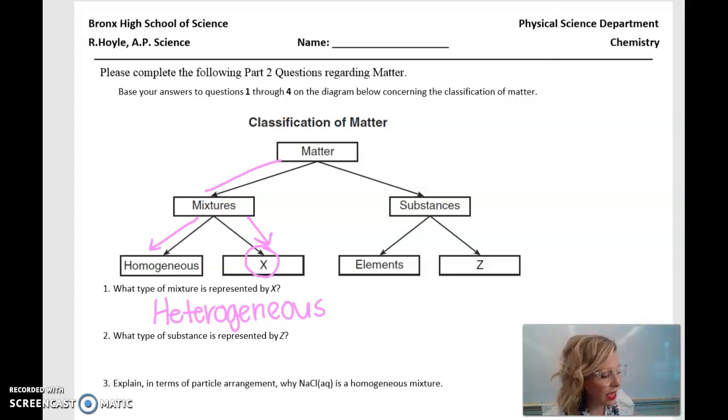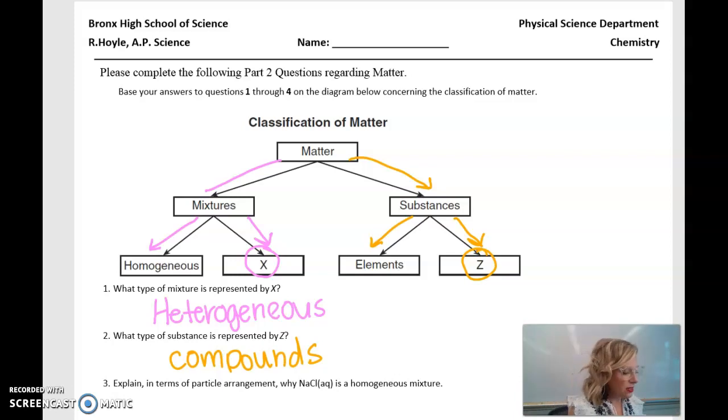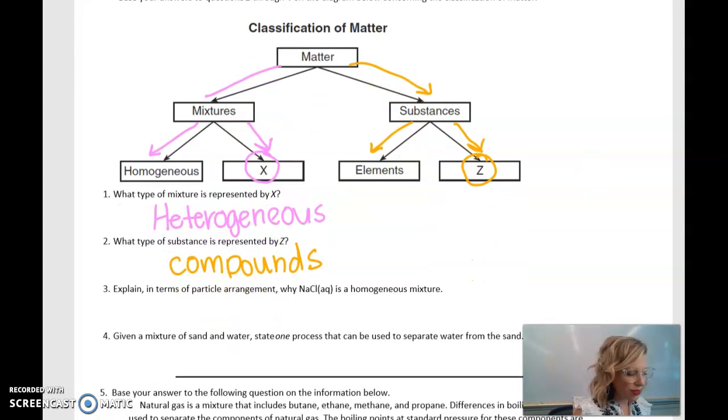All right. Number 2, which substance is represented by letter Z? Okay, so again, we locate letter Z, here it is. And now we take a look, right? We have matter to substance. Substances are broken down into elements and compounds. Okay, awesome.